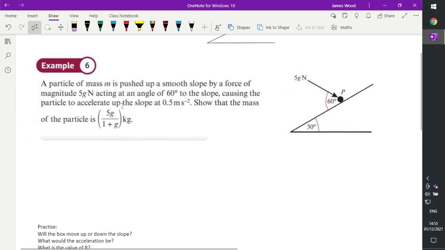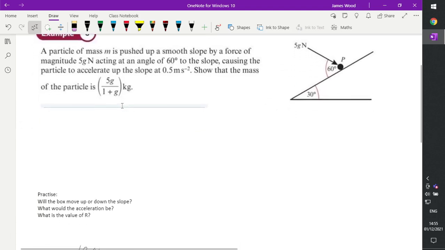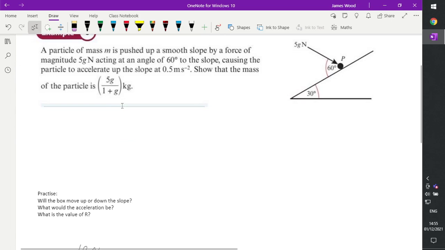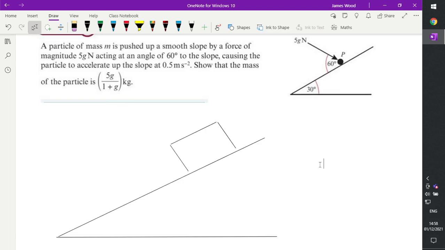Okay, here's another question. Again, similar sort of idea. We've got an extra force acting on this one, but this time our extra force is coming in at an angle. So here it says a particle of mass m. So I'm going to draw this out on my diagram. I know I've got one here, but I'm quite fond of just drawing my own diagram to make it clearer.